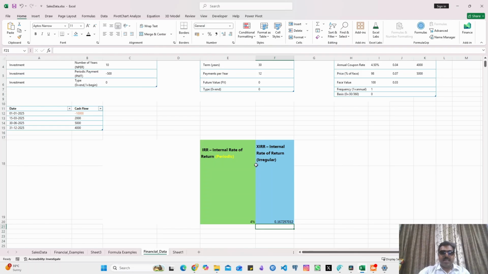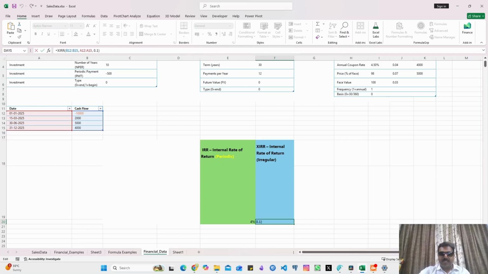By assigning a specific date to every dollar in, every dollar out, Excel uses its internal clock to calculate your return with surgical accuracy. It bridges the gap between a rough estimate and a precise financial reality.